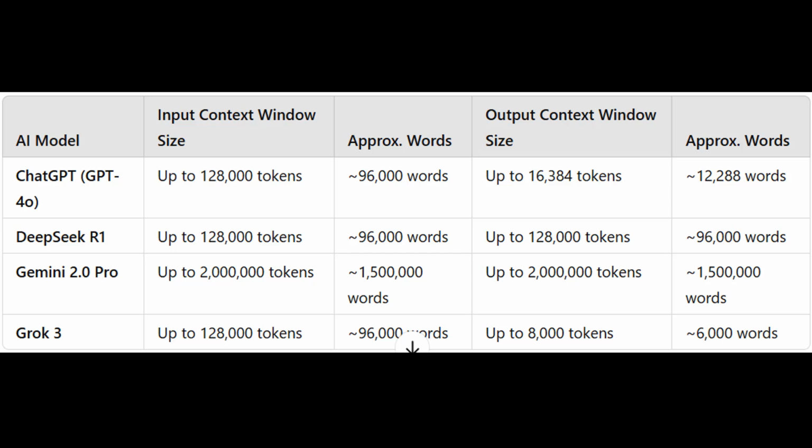Roughly 100,000 words is equal to 130,000 tokens. Another example is 130 tokens is equal to 100 words.